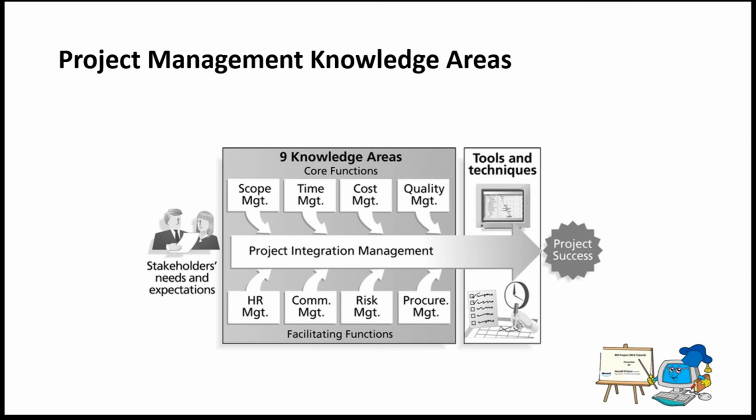Human resources. Human resources is assigning and managing the people who will do the work, making sure that the resources follow the labor and company procedures. Next, communicating, making sure that the project information goes to the correct people at the correct time.